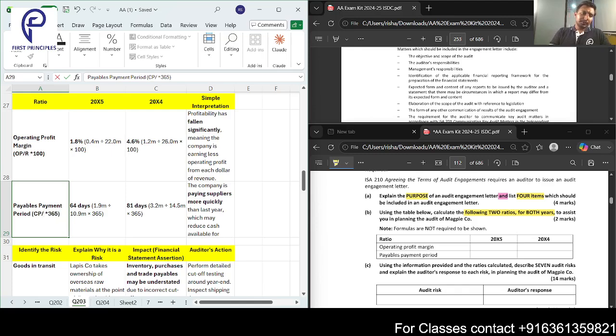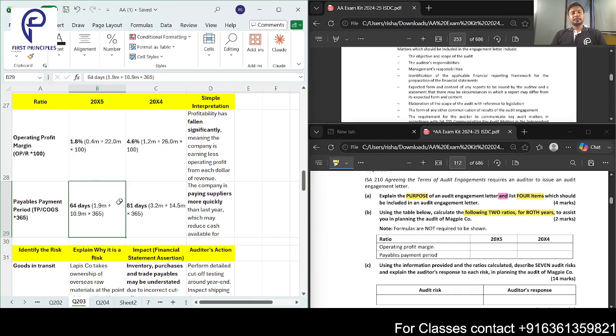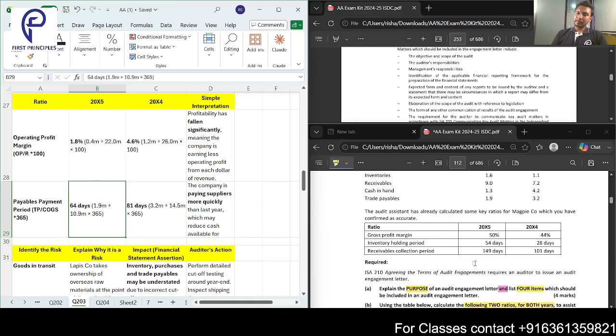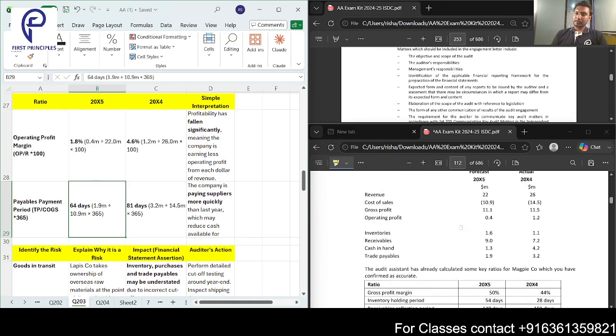Oh, sorry. Credit purchase या trade payables ये बोल लो. Credit purchase या trade payables divided by the inventory, is their inventory or COGS, into 365. If credit purchase is there, best. If not, COGS into 365. Okay, so now we'll look at the numbers here in the question. I have the question for you here.